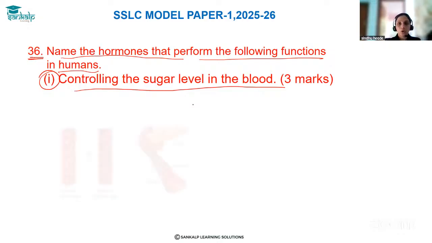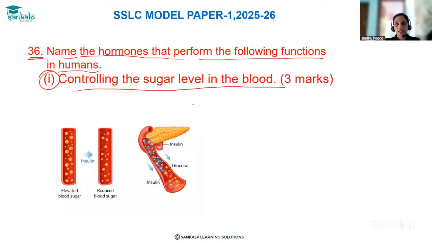We know that our body contains so many glands, right? And each gland produces different hormones. So controlling the sugar level in blood is the function of the hormone insulin. The insulin hormone controls the sugar level in the blood. This is produced by the gland called the pancreas, right? The hormone called insulin is released from the pancreas. This insulin hormone controls the sugar level in the blood.